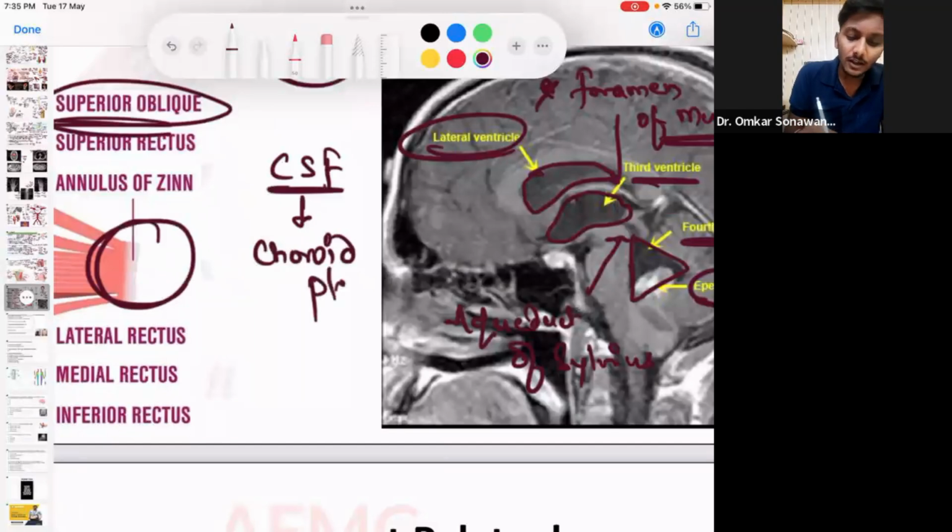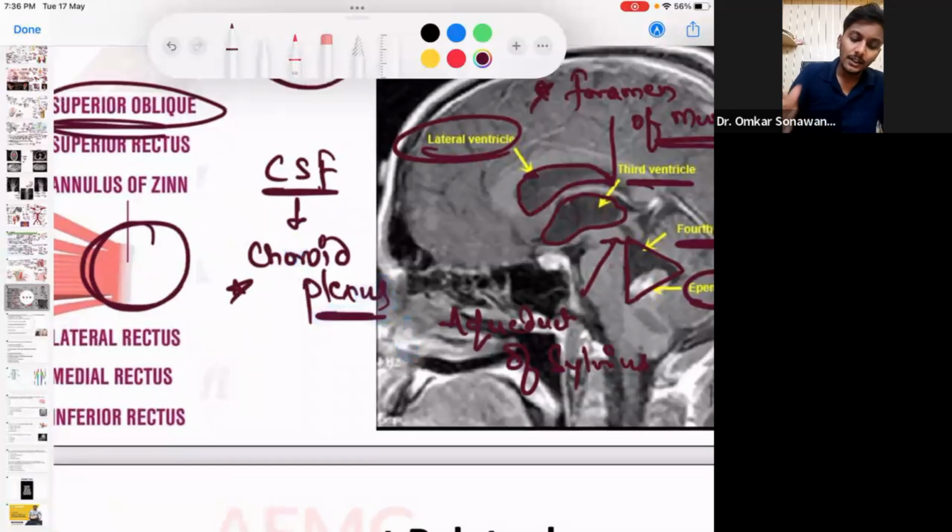CSF is produced by the choroid plexus, which are small blood vessels present in the ventricles. No issues with this, remember it. It is formed by the choroid plexus and absorbed by the arachnoid granulations or arachnoid villi.